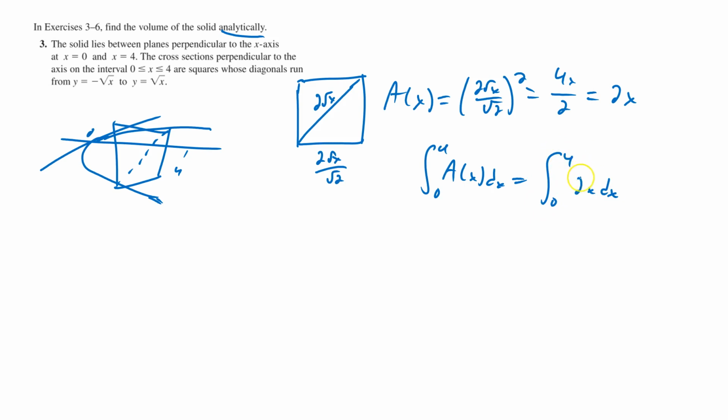Let's pull out the 2. Okay, so we have 2 times x squared over 2 from 0 to 4. You can cancel those 2's if you want to, because you can pull the 1/2 out of the whole thing. Let's do that, why not? So we have just x squared from 0 to 4, so that's going to be 4 squared minus 0 squared, which is 16.